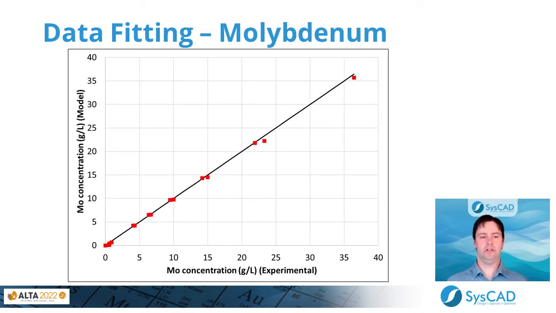And then here for molybdenum, we've shown it as a concentration of molybdenum in the organic, both predicted and experimental. And you can see that it closely follows a line of the parity plot. So it's a good fit to the parity plot. So all of those data fittings were successful. So we had a good fit of uranium, acid, and molybdenum extraction to the organic.